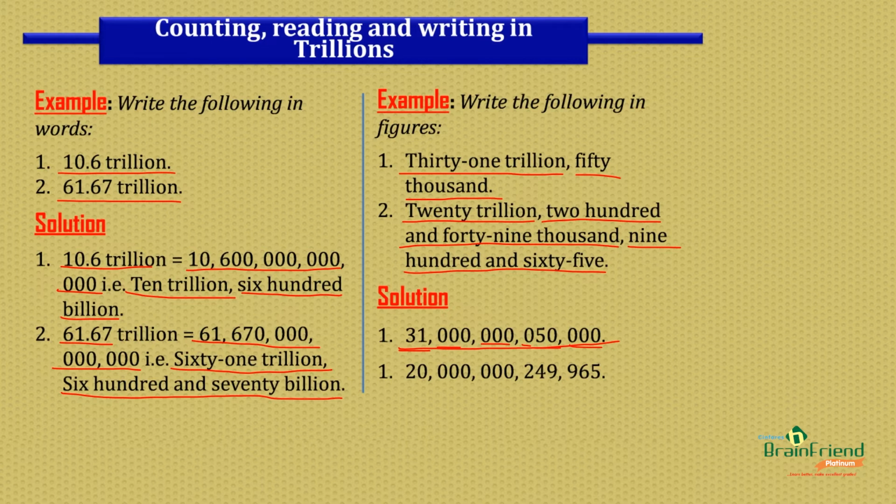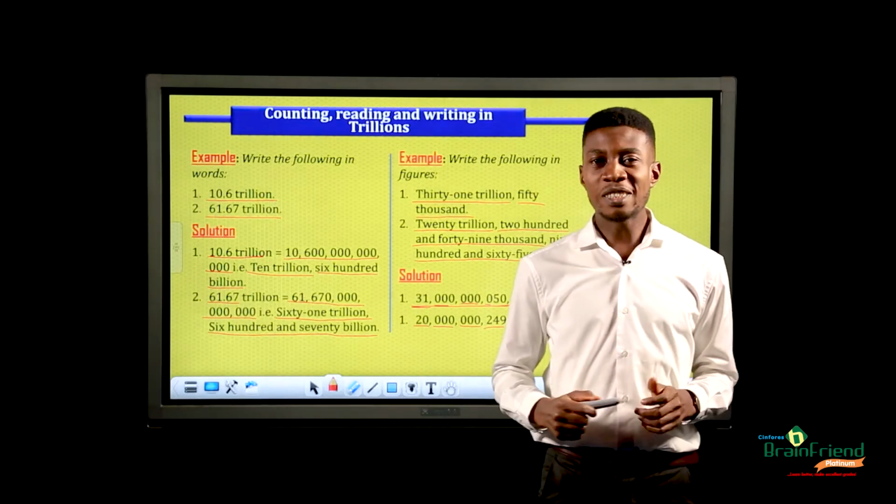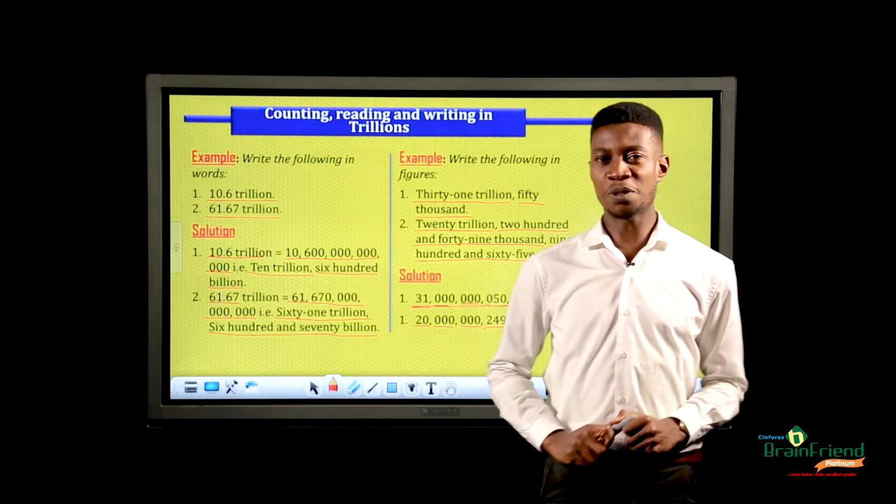Now, to the next question. We have 20 trillion. So here's our 20 trillion. 249,000. So we go to the 1,000 place value position, and we have 249, and then 965. So we have 965, and then we fill up our zeros in their right positions. So this is how we handle large numbers, writing them in words as well as in figures. Having done these examples, I have an exercise for you.